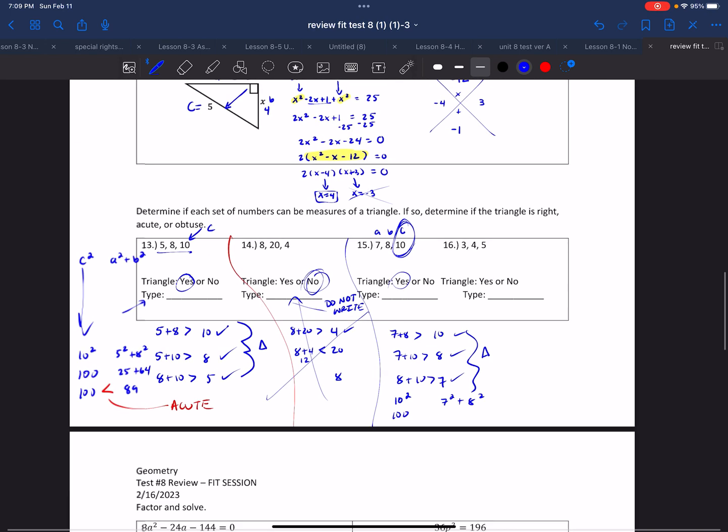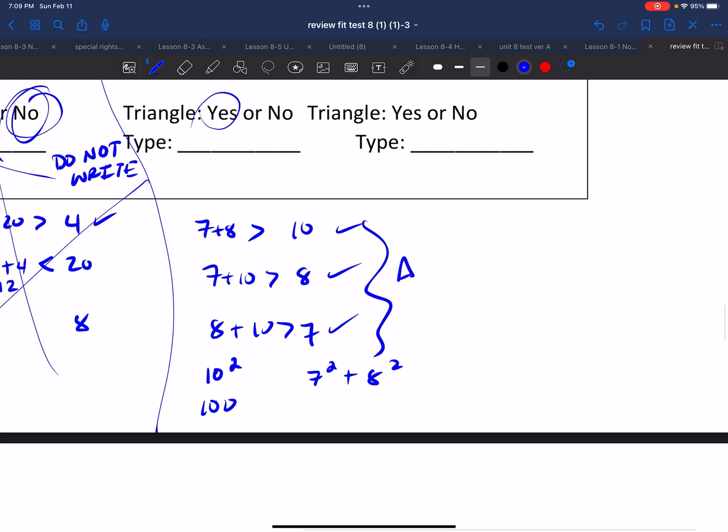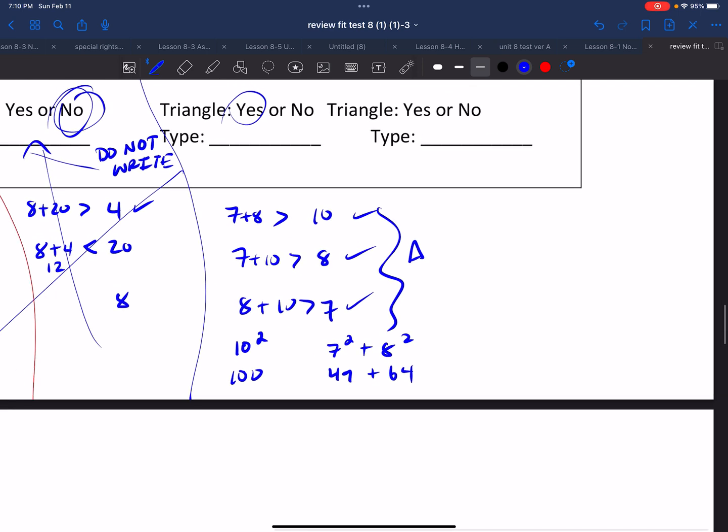That's 100. And then you have 49 plus 64. What the heck is 49 plus 64? Again, I'm not good with my arithmetic. I can't do math in my head. I use a calculator just like a lot of y'all, which is totally fine. 100 compared to 113. Okay, now look. Left-hand side compared to the right-hand side. Is the left-hand side greater than, equal, or less than? Well, 100 is less than 113. So, again, this is acute.